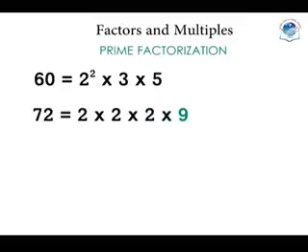9 is a composite number, but it's not divisible by 2. The next prime number after 2 is 3, and 3 can divide into 9. So we have 2 times 2 times 2 times 3 times 3. And if we write that in power form, we shall have 2 raised to power 3 times 3 raised to power 2.